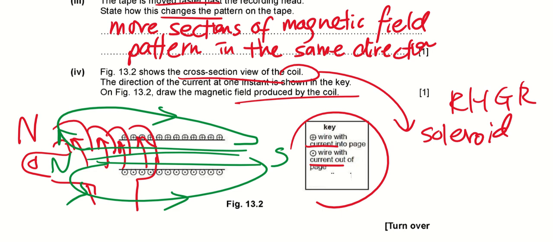Basically you need to use the right hand grip rule for solenoid. Based on the direction of current, your hand should be grabbing it this way. Yes, and my thumb is facing to the left, so my north is there. But you don't just label north and south. You draw the direction of the magnetic field. It always comes out from north and enters the south.